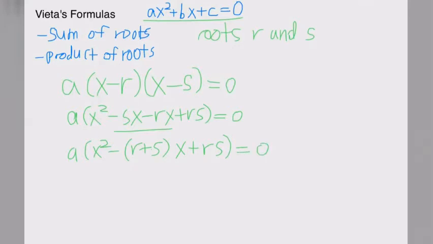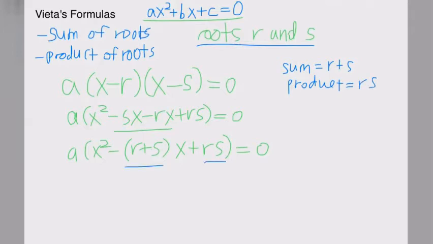We want to find the sum of the roots and the product of the roots. So if we have roots r and s, then the sum would be r plus s, and the product would be r times s, or rs. And we see those exactly here. So let's distribute the a. Negative a times (r plus s). And how are we going to find this? Well, we have to set it equal to something.